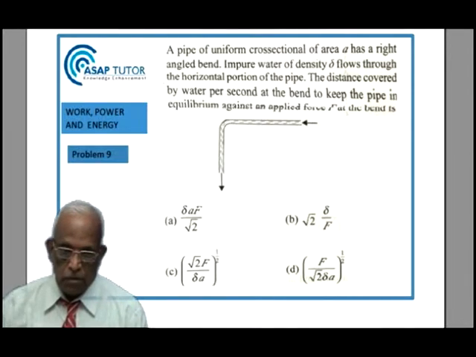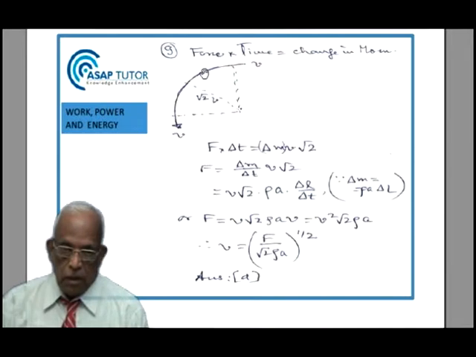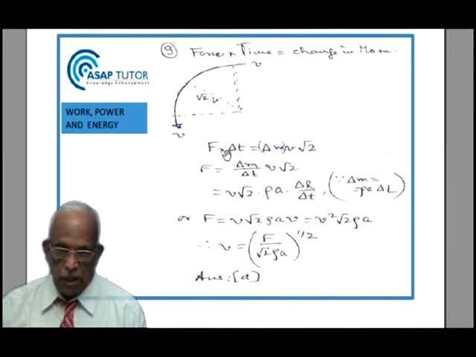So, looking at the problem, force into time is the change in momentum. Ft is equal to delta m v, or m into delta v. Water is coming from here to here. Notice that F into delta t is equal to delta m v root 2. Why root 2? This is v here, this is also v, so at this point it's going to be v root 2, it will be more. So F will be delta m by delta t into v root 2.